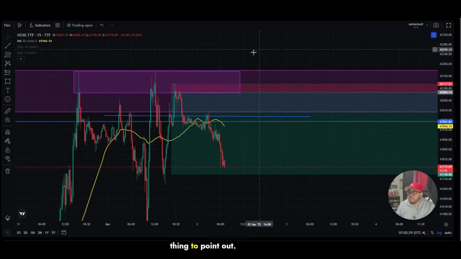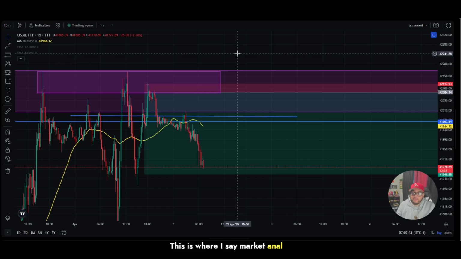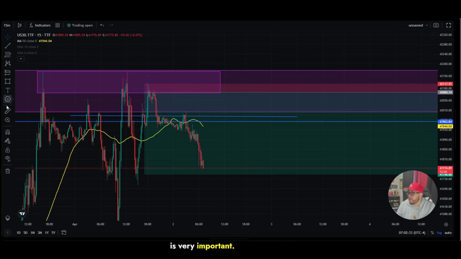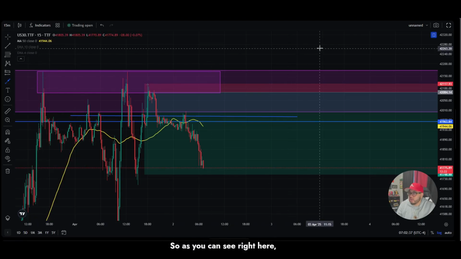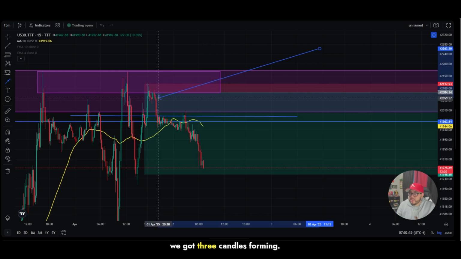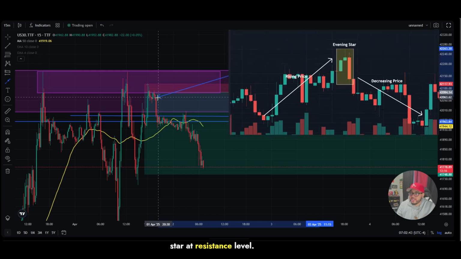And then this is another thing to point out. This is why I say candlestick analysis is very important. Let me go ahead and grab this arrow real quick. So as you can see right here, we got 3 candles forming. I believe that's an evening star at resistance level.